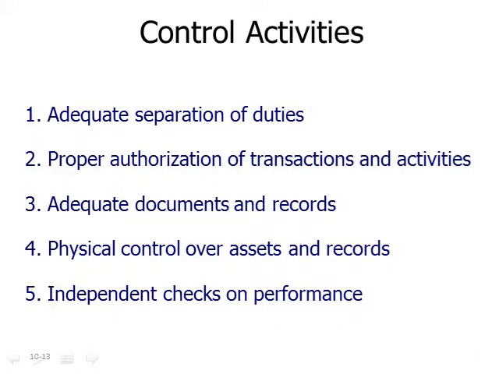Another area that we see in the control environment are control activities. And these control activities are the policies and the procedures that are put into place to assure that a strong internal control structure exists. And when we talk about control activities, we're looking at adequate separation of duties. So the same person who has physical custody of an asset isn't determining the accounting or doesn't have access to determine the accounting treatment of that asset. We're looking for proper authorization of transactions and activities so that there is some oversight evident in the company. We're looking at adequate documentation and record keeping. We're looking at literally physical control over assets and records.